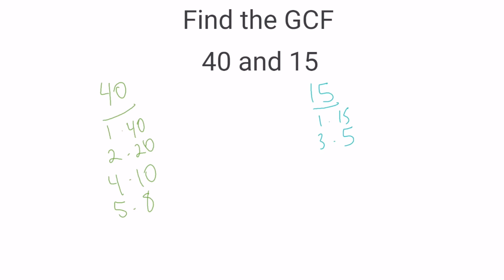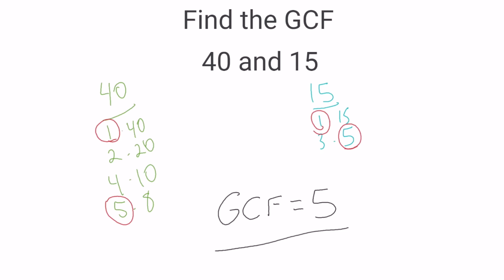I'm going to go ahead and circle all the numbers that they share. Well, that's 1 and 5. 5 is bigger than 1, so my GCF for 40 and 15 is 5.